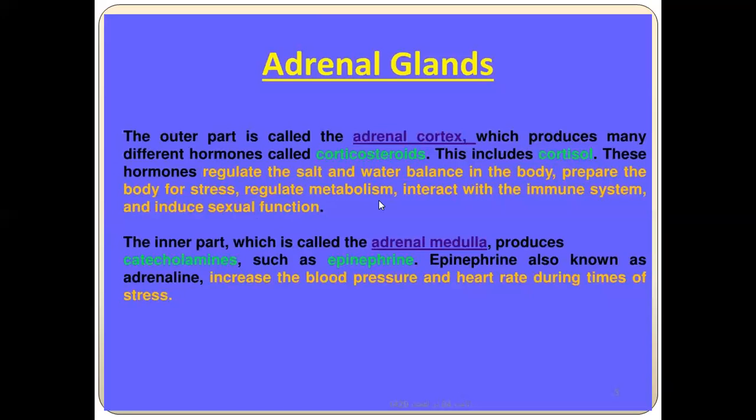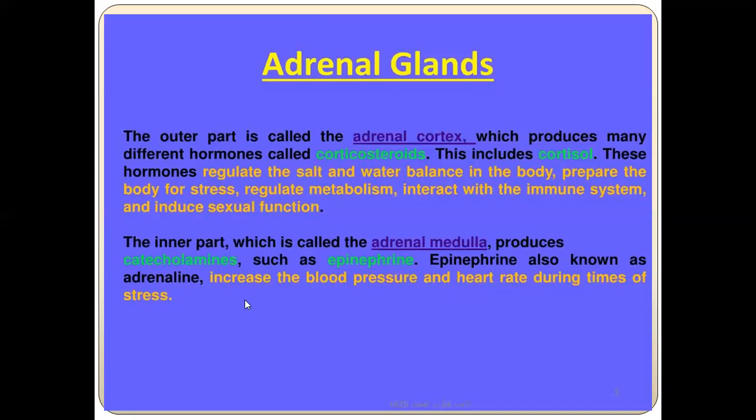Now, which one is the inner part of the adrenal gland? The inner part is called the adrenal medulla, and it produces hormones called catecholamines, such as epinephrine. Another name for epinephrine is adrenaline. What is the function of epinephrine or adrenaline? Its function is to increase the blood pressure and heart rate during times of stress. Is it clear?